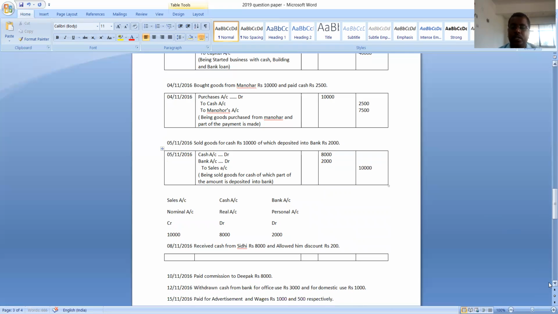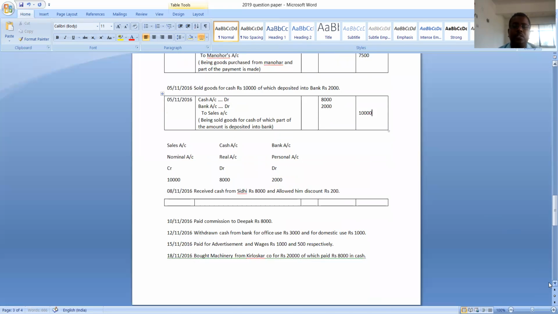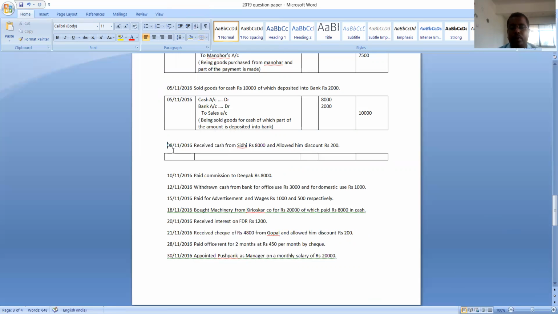Okay. Let us move to the next transaction. While passing journal entries, we should be careful. We should be able to find out the number of accounts, and which category those accounts belong to. Later, we must be capable of applying the debit and credit rules to those accounts based on the situation and circumstances. So let us move to the next transaction.